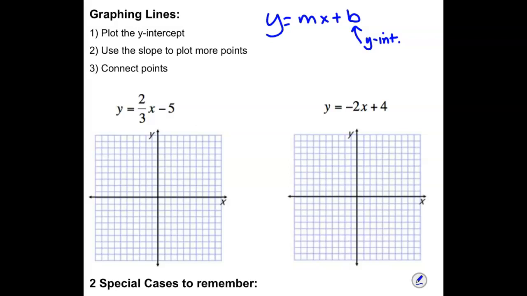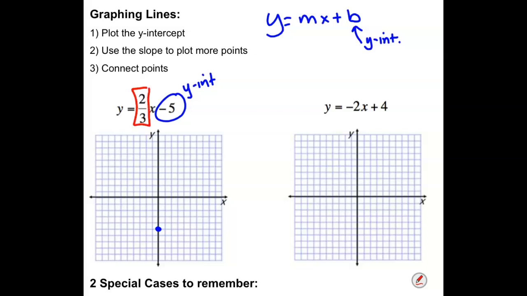So looking at our first example, y equals 2/3 x minus 5. Negative 5 is going to be our y-intercept. Notice I took the negative with the number. So we're going to plot a point at negative 5 on the y-axis. Our slope is the 2/3. So we are going to rise 2 and run 3. So from my blue dot, I'm going to rise 2 and run to the right 1, 2, 3. I land there. And I'm going to do that several times.